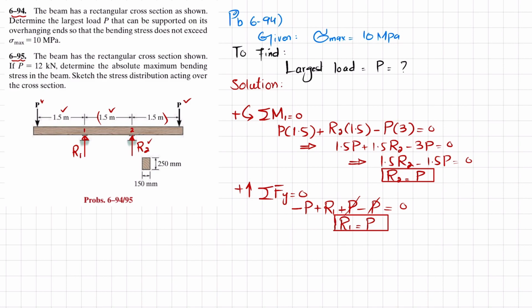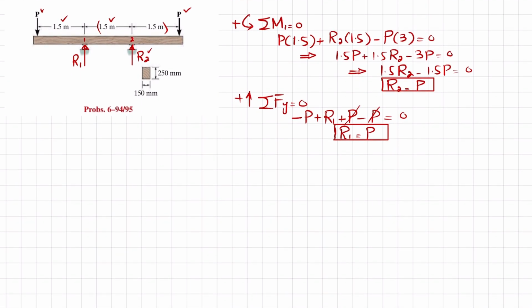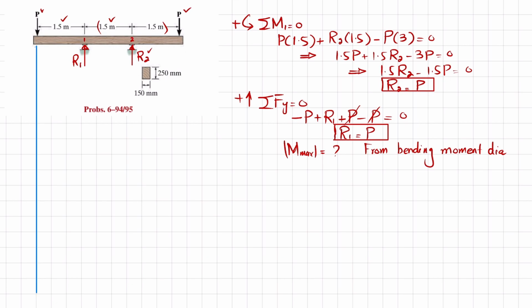You can just use them to draw the shear force and bending moment diagram, because we will need the maximum bending moment, the absolute maximum bending moment. So we will get it from the bending moment diagram. We will need the shear force diagram as well. So what we will do is take the vertical line from the end of this beam and there is a horizontal line to draw the shear.